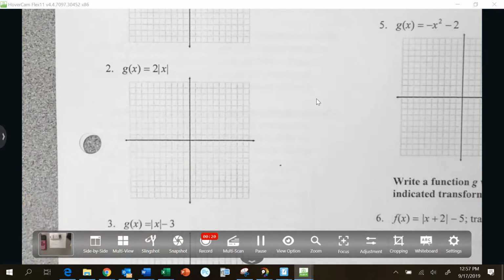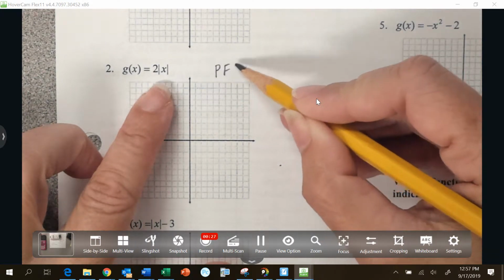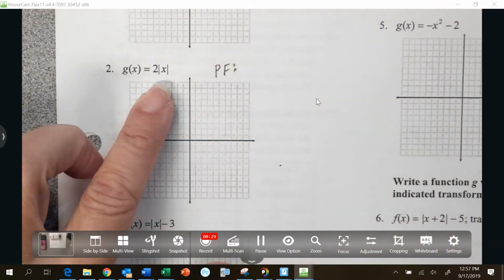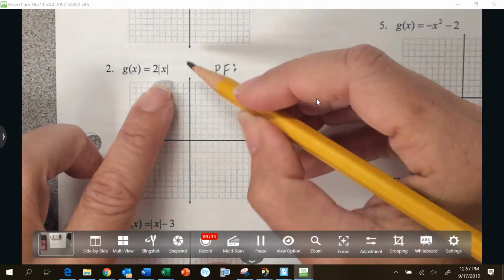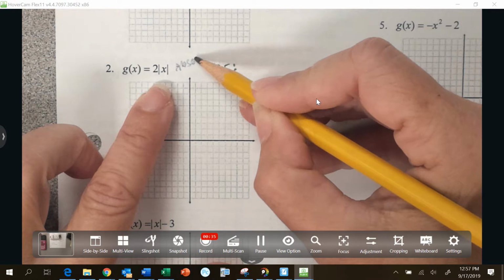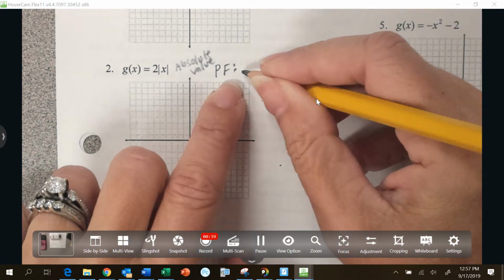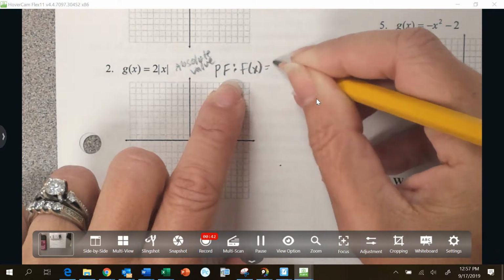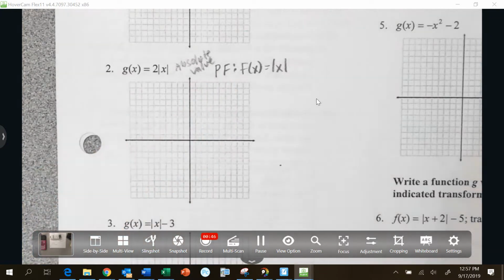The first thing you have to know is what the parent function is. You look at number 2. What is the parent function? It's absolute value. Or that's the family, right? Absolute value is the family. But the parent function would be f of x equals absolute value of x. That's the parent function. You have to know the parent function points.